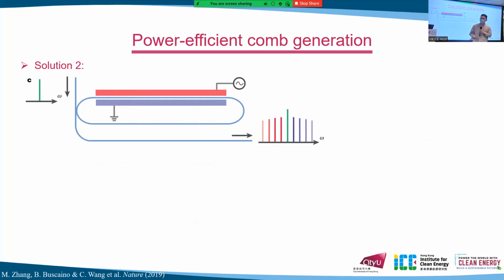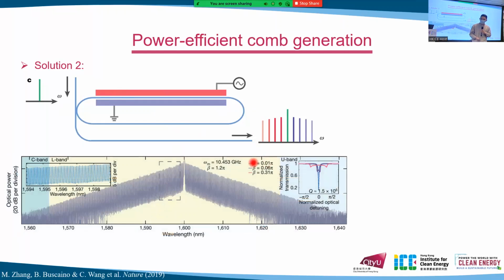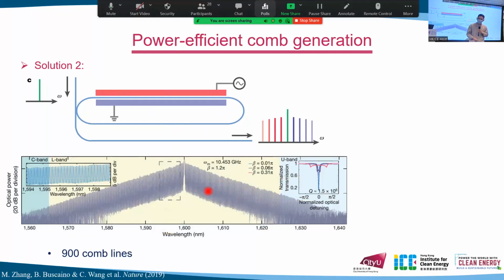The idea is that if the EO modulation frequency is equal to the FSR of the ring, the EO modulation will be enhanced. This picture shows the structure of the device, and this is the result. We can see that there are many comb lines. Here, more than 900 comb lines are generated, and the power is very low, less than 1 watt.